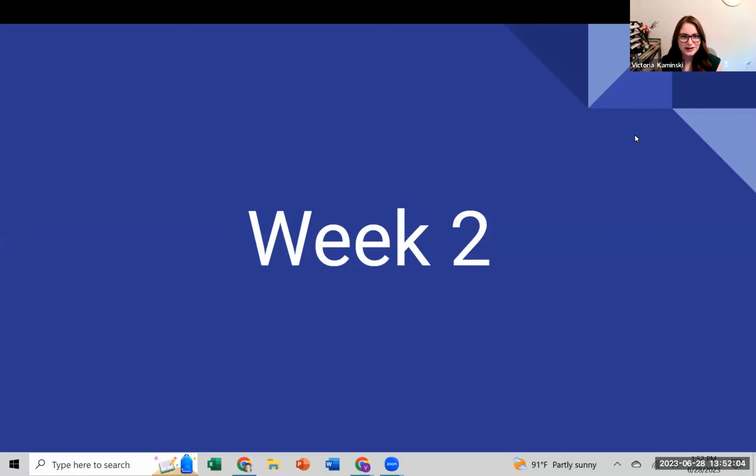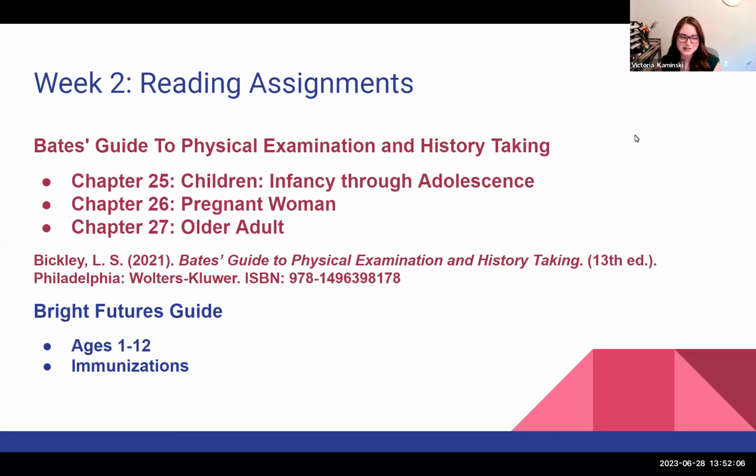Right, so we are in week 2, and I'm going to spend the next few minutes reviewing the assignments for this week. For week 2, you do have 3 chapters to read: chapters 25, 26, and 27. Those are your special populations: children, infancy through adolescence, pregnant women, and the older adult. And then your Bright Futures guide, be sure that you are reviewing the ages 1 through 12 and immunizations in it. That is a required text for this course.